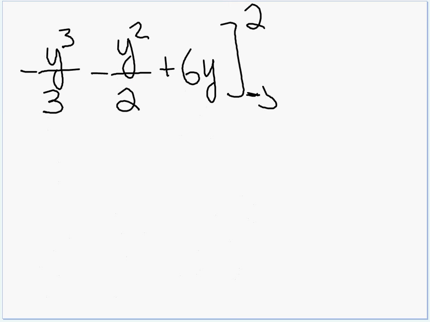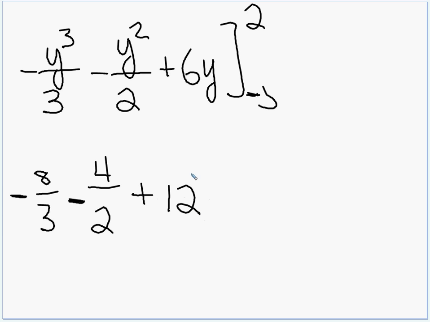So now be careful with your negatives here. Always a chance to make a little mistake. The upper limit 2 jumps in, so we have a negative. 2 cubed is 8, 8/3, minus 2 squared is 4, 4/2, plus 6 times 2 is 12. So there's our upper limit evaluated.